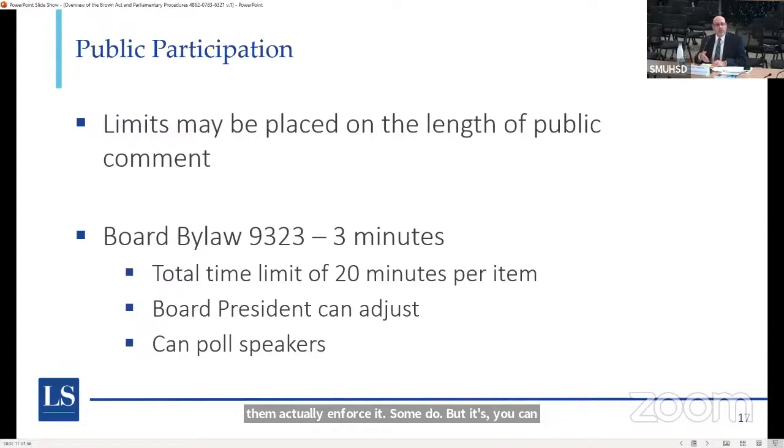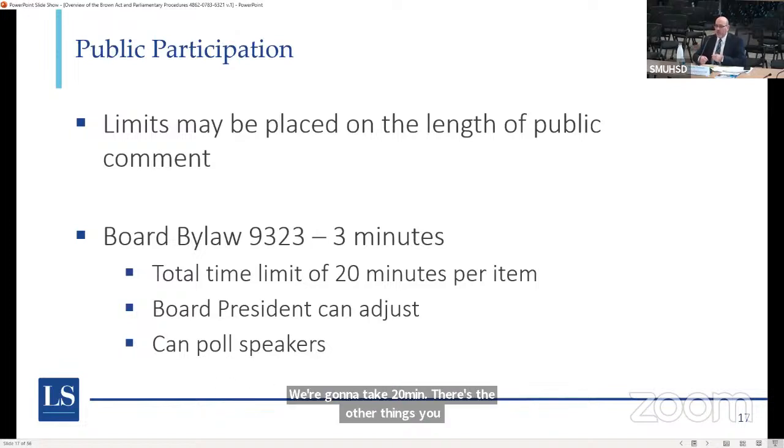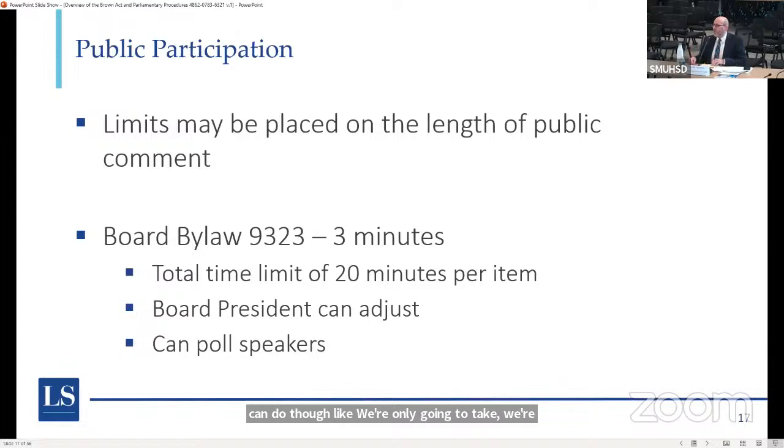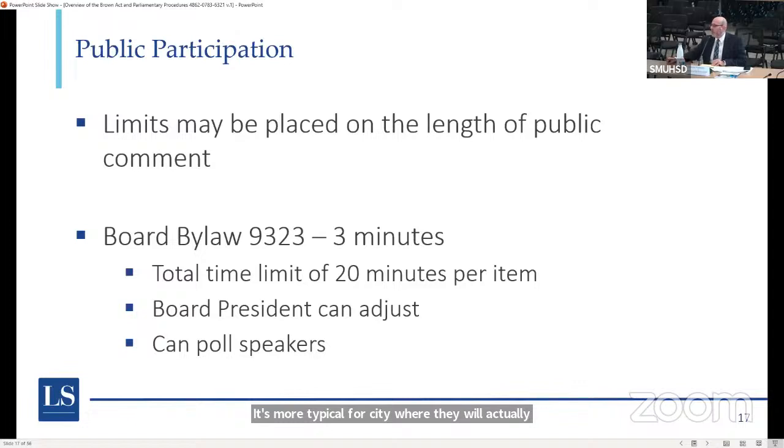And then again, in the discretion of the board president, they can decide to extend that time period. So if you have something with 100 speakers, you can actually tell them, we're going to take 20 minutes. There are other things you can do though, like we're going to randomly take and order different speakers. Some districts, it's more typical for city, will have you check on your speaker card whether you're for or against this item. And they'll put them in separate piles and take one from one and one from the other to balance it out.